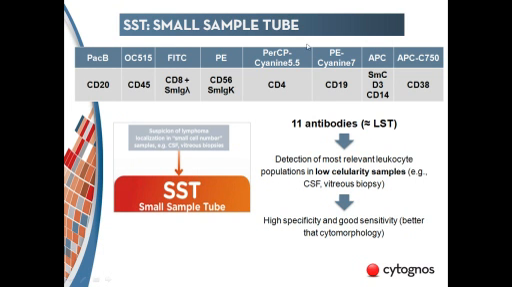This tube has antibodies for lymphocytes like CD45. We have also for T cells like CD3, 4, and 8. We have also for B cells like 19 and 20, kappa and lambda. We have 56 for NK, and we have CD14 for detecting monocytes. Also CD38 to see if we have some plasma cells, some infiltration. So thanks to this tube, we are able to detect the most relevant leukocyte populations in low cellularity samples.